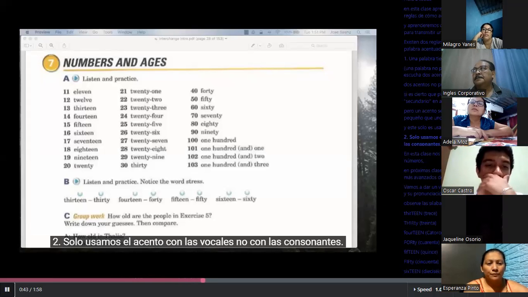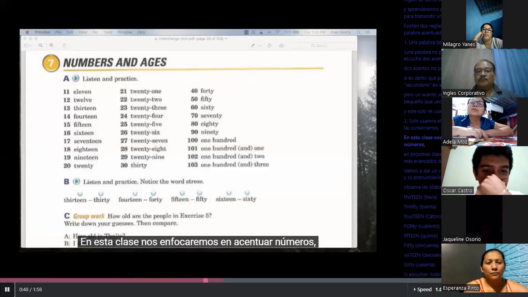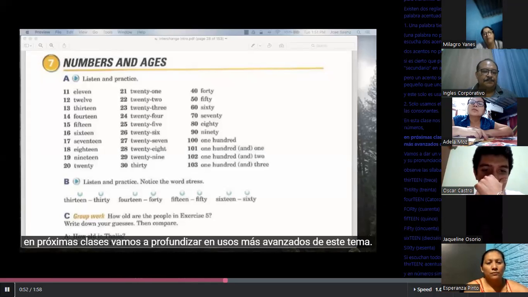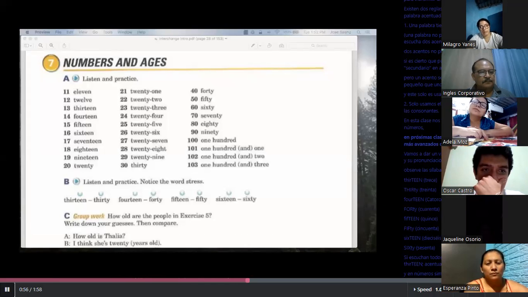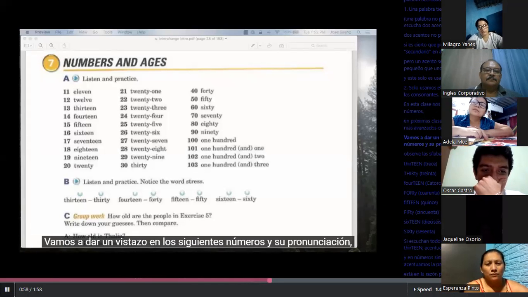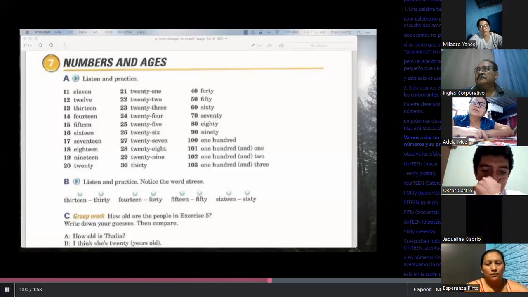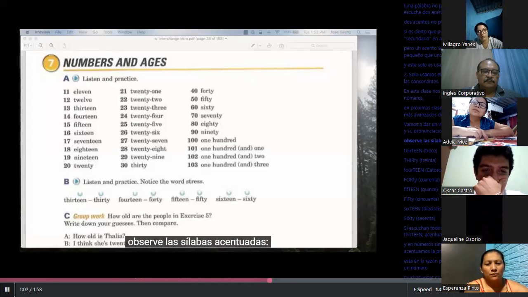Number two, we can only stress vowels, not consonants. In this class, we will focus on stressing numbers, and in future classes, we will dig into more advanced uses of this topic. Let's take a look at the following numbers and their pronunciation. Notice the stress syllables.